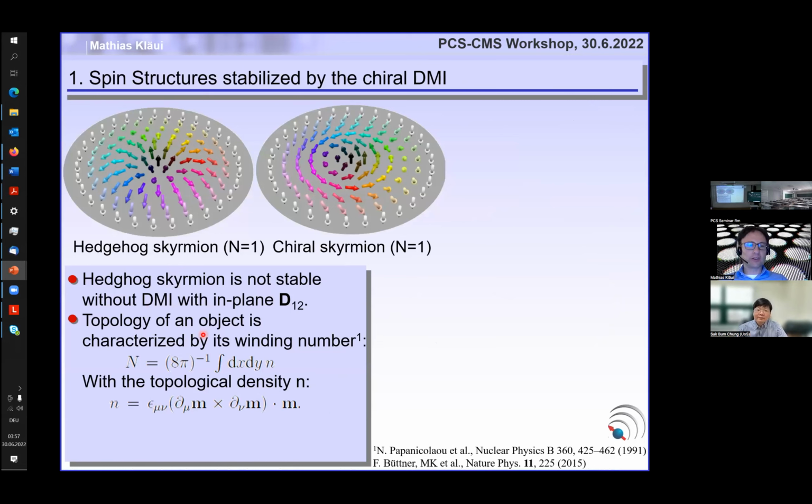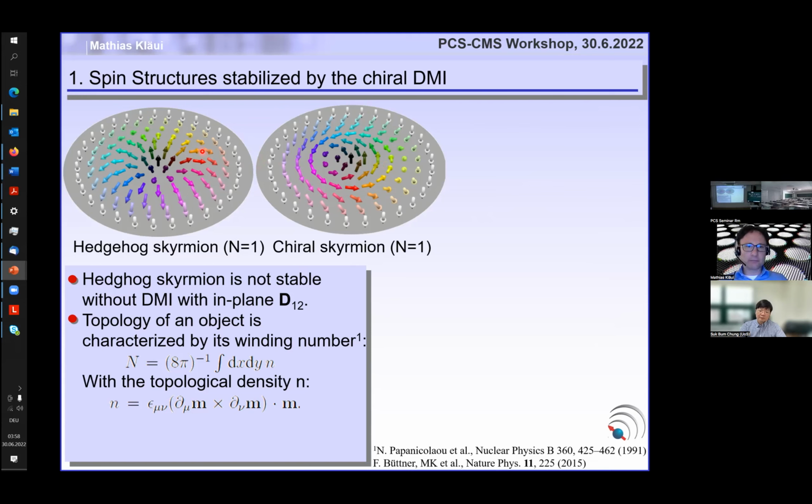and you can characterize this spin structure by a topological winding number, which is given by this. And the topological winding number for this spin structure here is n equals 1. For this spin structure here, it's also n equals 1. And that means by continuous deformation, you can convert this spin structure into this spin structure. It's easy to see how.